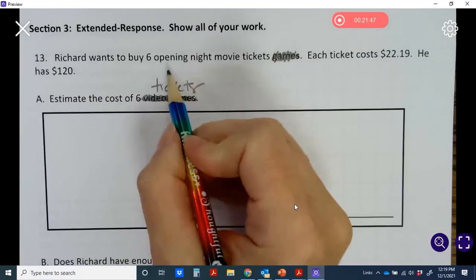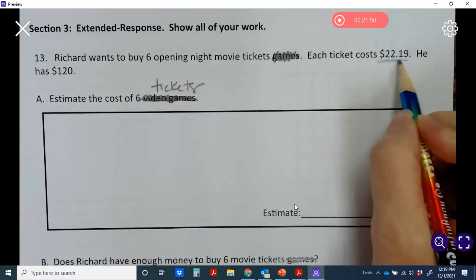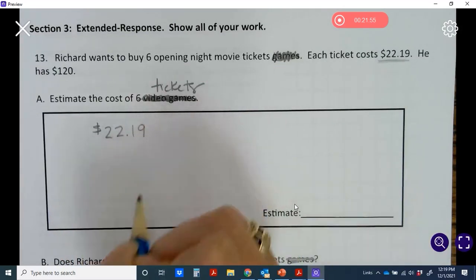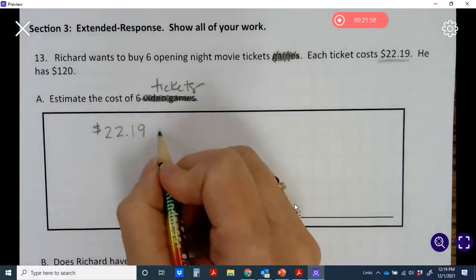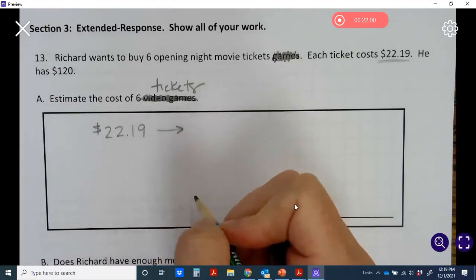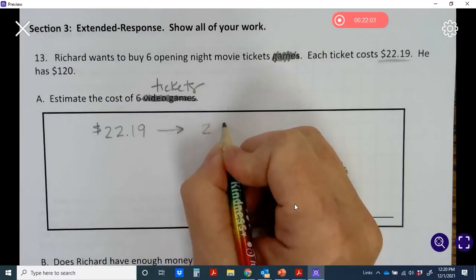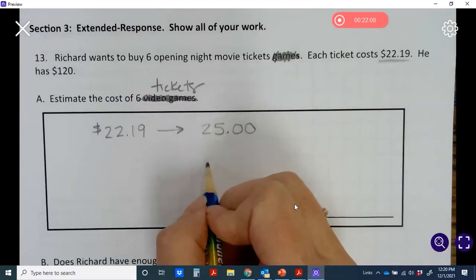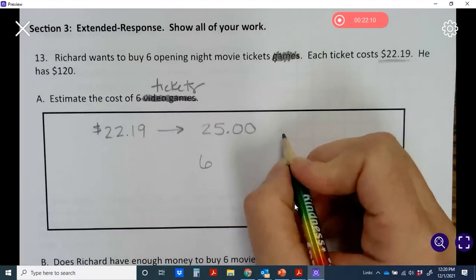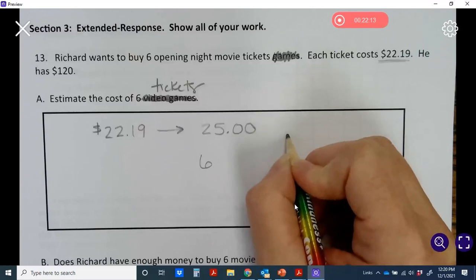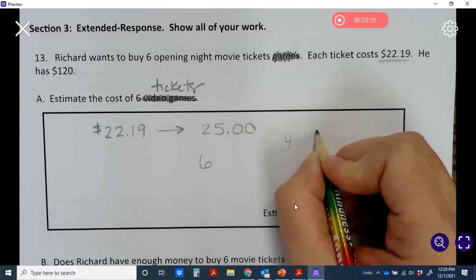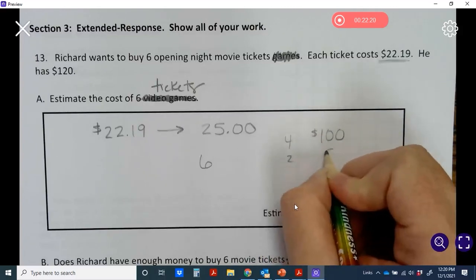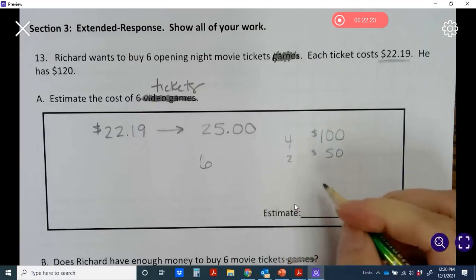All right, so each ticket costs $22.19. Okay, so let's just say, you know what I'm going to do here? I'm going to say 25. And the reason why is we want 6 of them. Well, 4 would cost $100, because 25 times 4 is 100. And then 2 more is 50. So that would be 150.